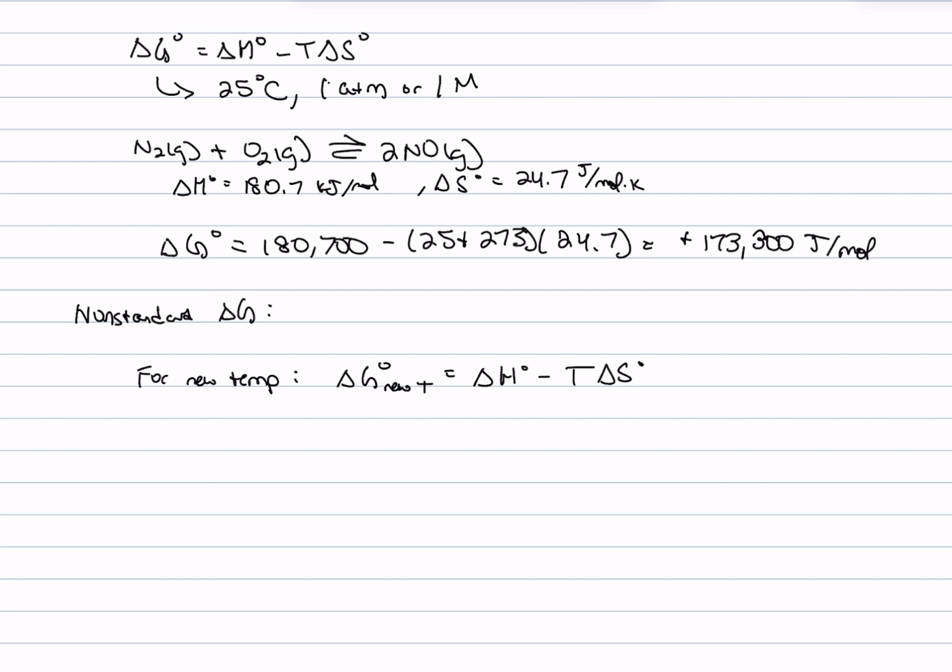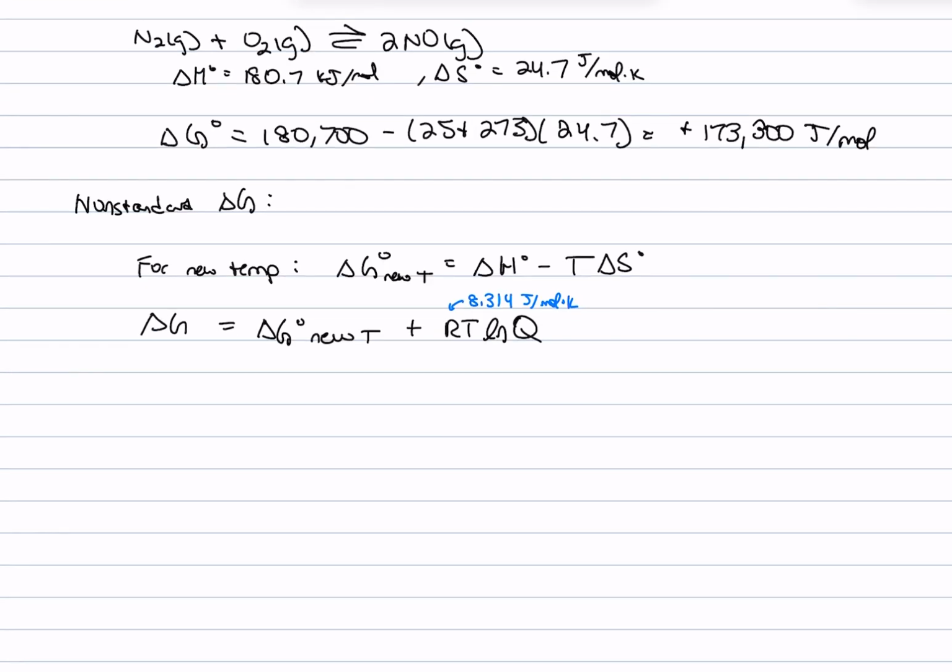But there's also delta G non-standard with a new temperature, and that would equal delta G standard of the new temperature plus RT ln Q, where R is 8.314 joules per mole Kelvin, and T is once again in Kelvin, and Q once again does not include L or S. And at equilibrium, delta G is equal to 0, and it's K instead of Q. And so we can rearrange this, so we can write delta G standard is equal to negative RT ln K, or K is equal to e raised to the negative delta G standard over RT.